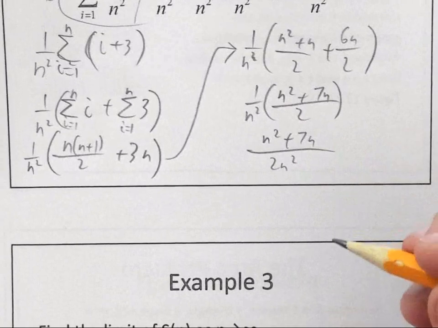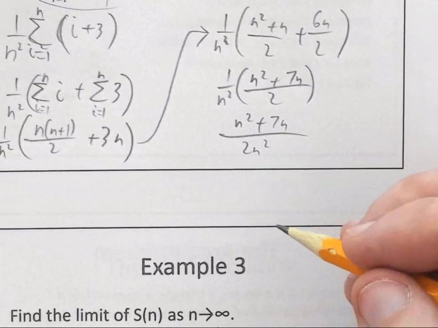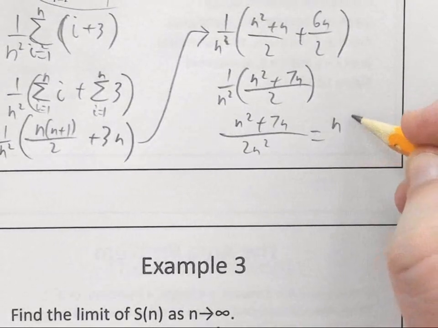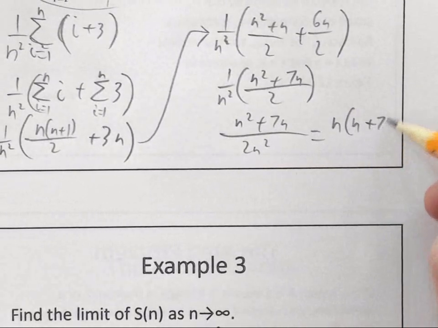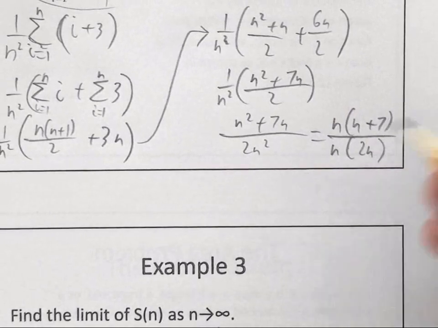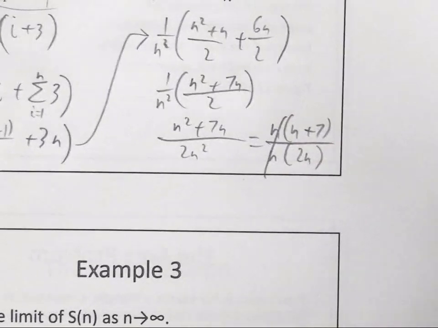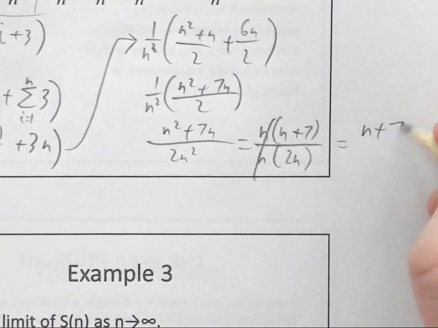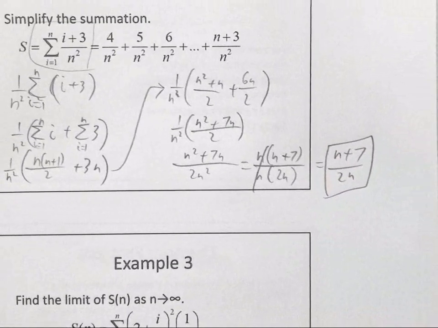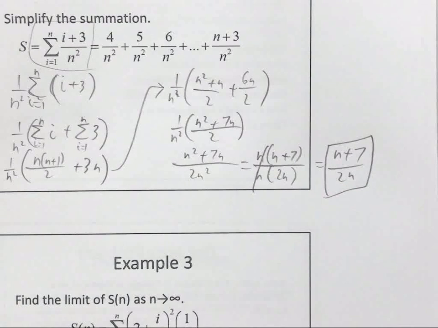Is there anything I could simplify? You can take a single n out. Because if you want to do it this way, just so you can see it, factor out an n, top and bottom. So the n's will cross off. Your actual answer then for this is n plus 7 over 2n. Does that make sense?